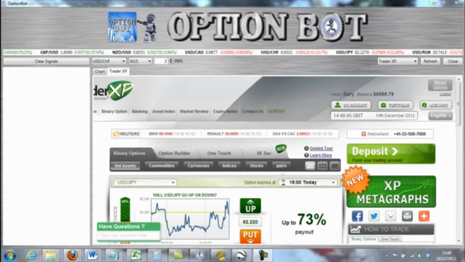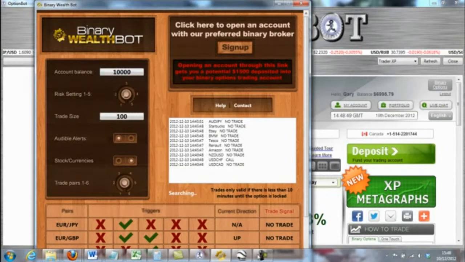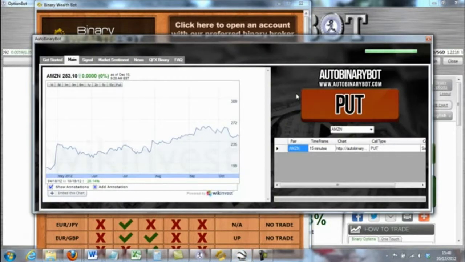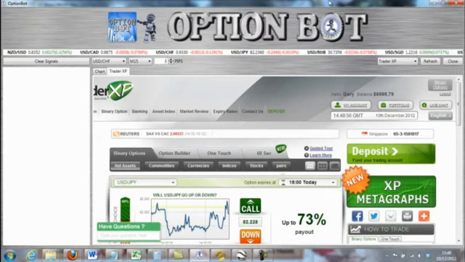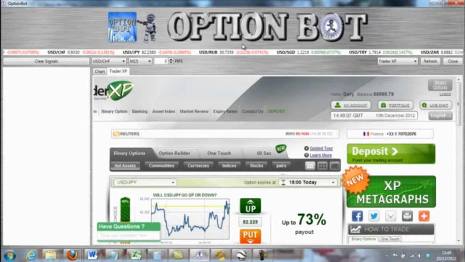Today, I'm looking at OptionBot, as well as two other binary options trading robots, one called the Binary Wealth Bot, which I've just purchased, and another one also called Binary Bot, which I purchased last week. Now, basically, I've been using OptionBot for around 2 months. Some of you may have seen my review of the software. I did a review around the 8th of October, the day it was actually launched, and I find it to be a very, very good bit of software.